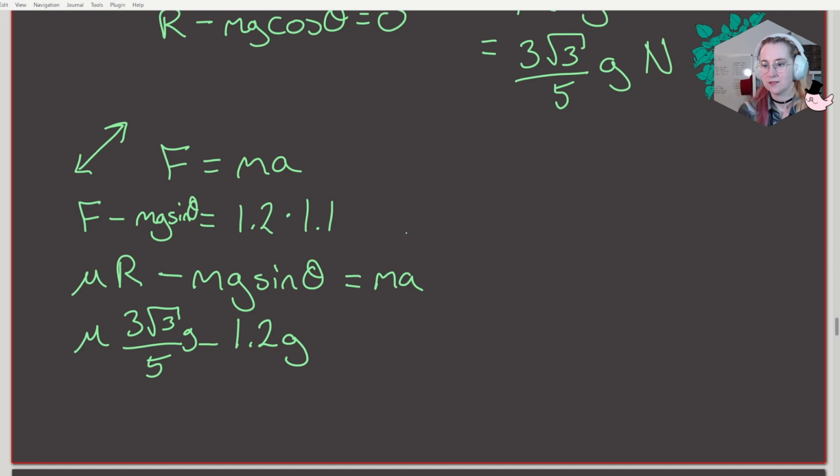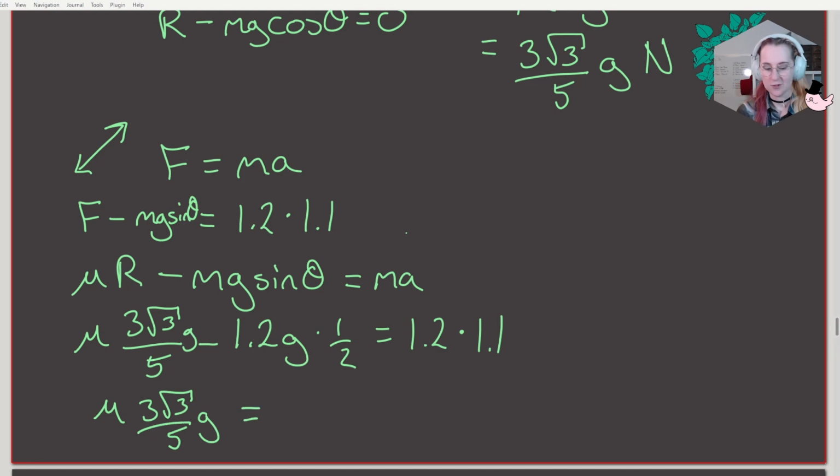1.2 g times, so sine of 30 is a half. And then we worked out 1.2 times 1.1. So we get mu 3 root 3 over 5 g equals 1.2 times 1.1, 1.32, plus now 0.6g, I think.